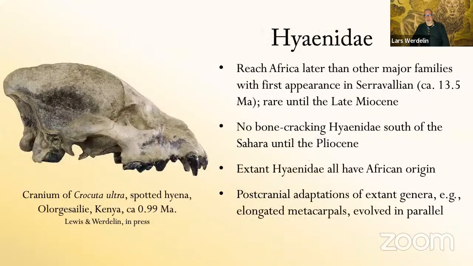Hyenas, along with felids, the major typical carnivore family. They actually reach Africa later than the other major families and appear in the earliest part of the later part of the Middle Miocene, let's put it that way, about 13.5 million years.